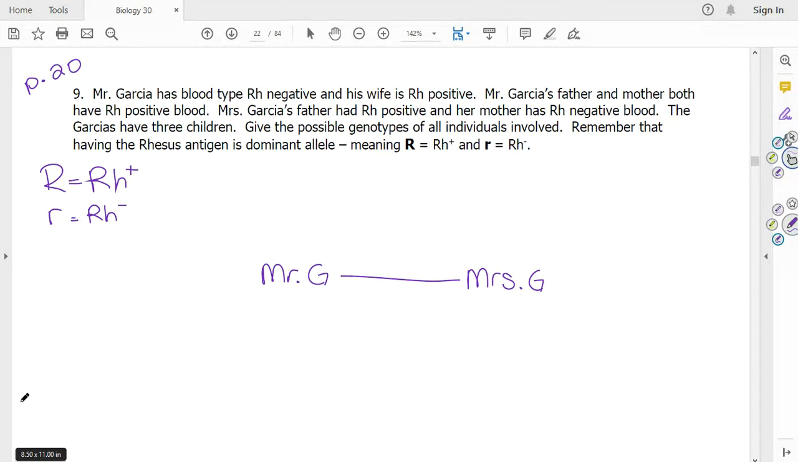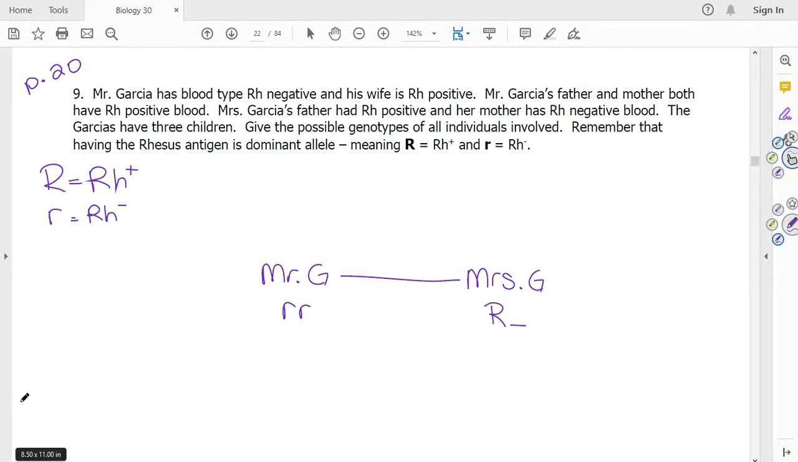All right, so Mr. G has blood type Rh negative. That means we know he has the 2 alleles for Rh negative blood. His wife is Rh positive. So she has to have a capital R in her genotype. I wrote a line because we don't know her other allele yet.